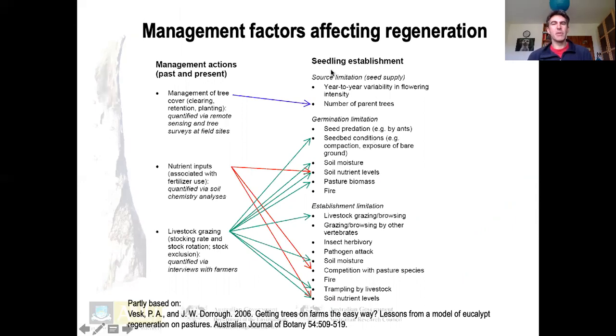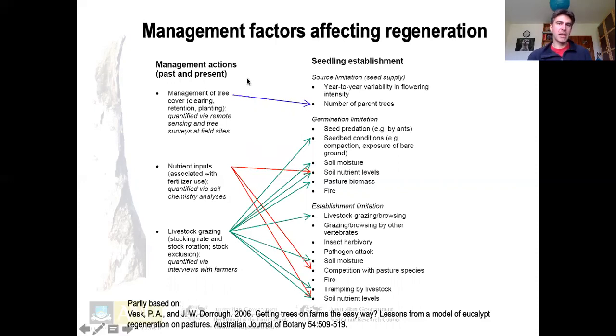So you could have limitations to the source, that you just don't have the right seed supply. You would have limitations to the germination of seeds, such that the seeds don't actually start to grow. Or you could have limitation at the level of establishment, where perhaps a tiny seedling manages to start to germinate, but then it maybe gets killed for one reason or another.